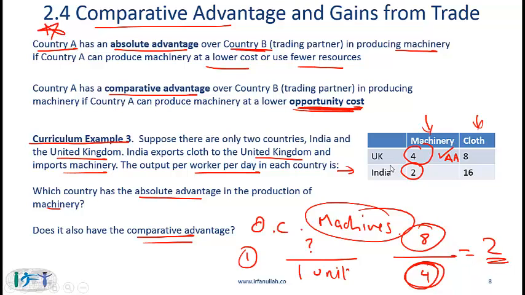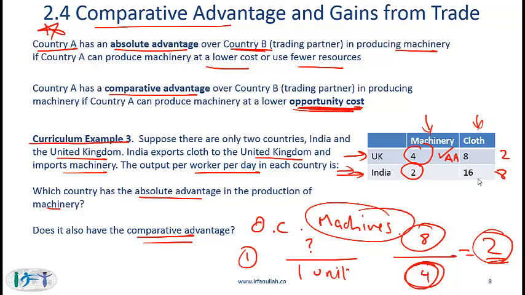What this means is that in the UK, if you do not produce 1 machine, if you give up 1 machine, what you will get is 2 units of cloth. So the opportunity cost of machines in the UK is 2, whereas the opportunity cost of machines in India is 16 over 2, which is 8. In other words, if you give up 1 machine, you can make 8 units of cloth in India.